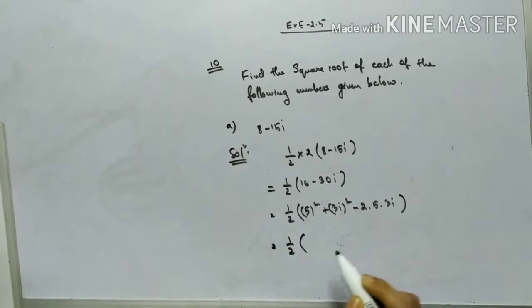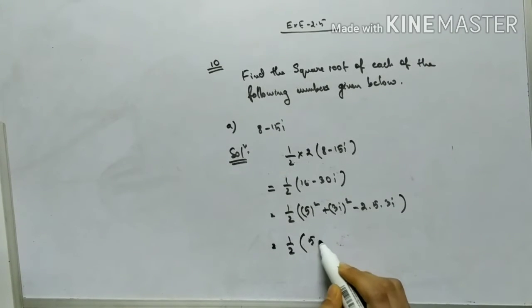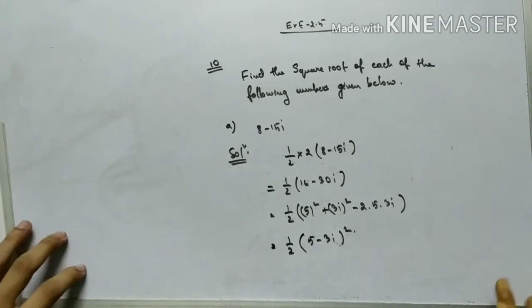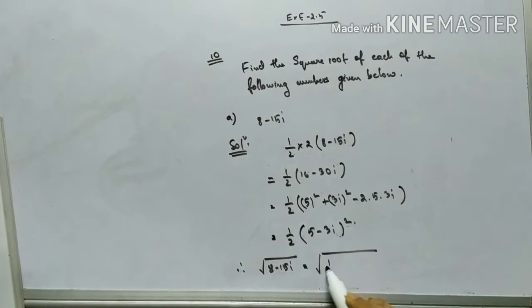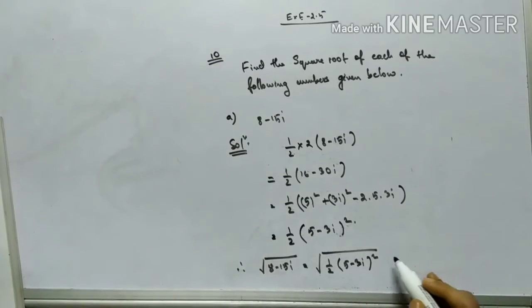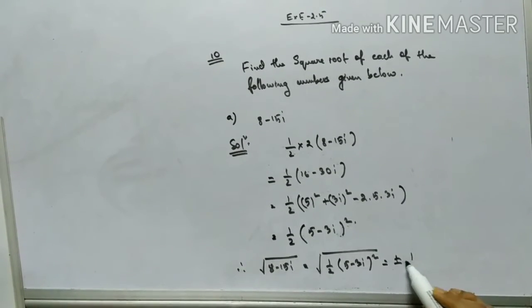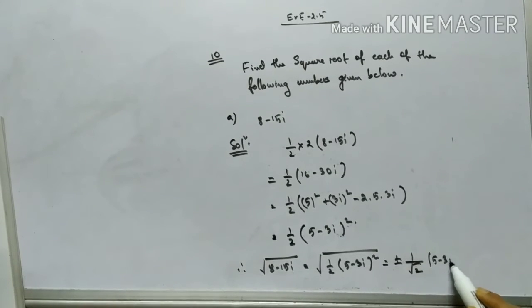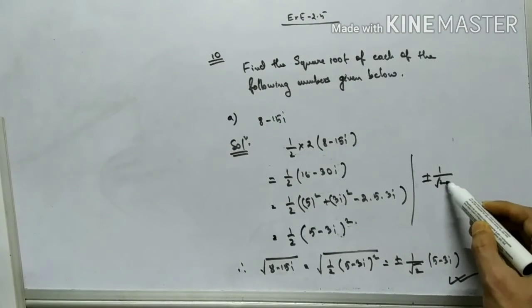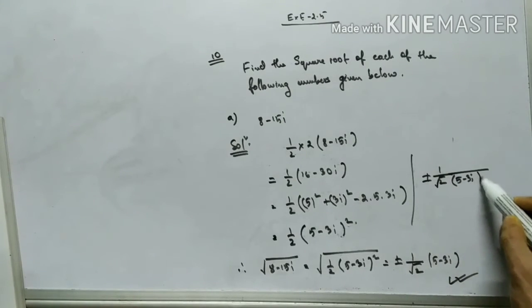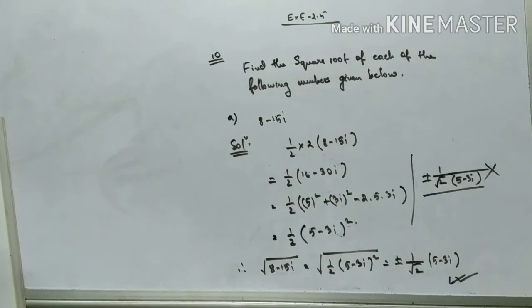So now you see 1 by 2. This one is the 5 minus 3i the whole square formula. Okay. So therefore, square root of 8 minus 15i will be equal to square root of 1 by 2, 5 minus 3i the whole square, which ultimately gives me plus minus 1 by root 2 into 5 minus 3i. Okay, this is the answer. The answer given in the book, plus minus 1 by root 2 into 5 minus 3i, is wrong. This will be the correct answer.